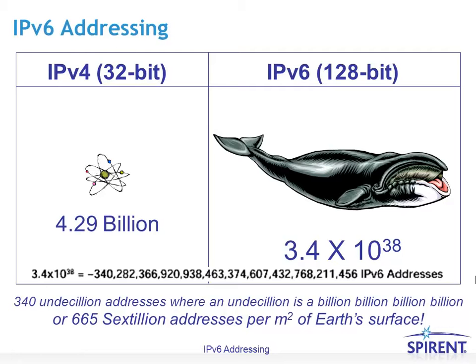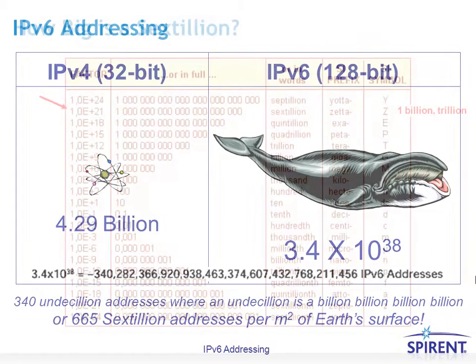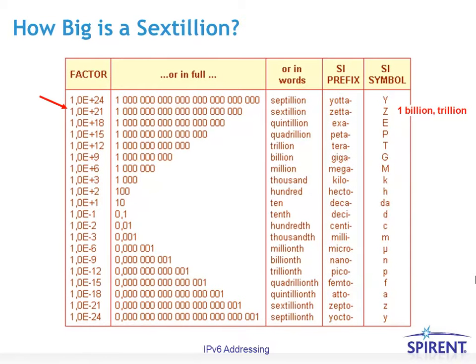There are all kinds of statistics regarding the size of the IPv6 address space, such as there should be enough IPv6 addresses to label every grain of sand on the earth. Another one mentioned on this slide is 665 sextillion addresses per square meter of the earth's surface. Just to get an idea of how big a sextillion is, it's a 1 followed by 21 zeros, which translates to 1 billion trillion.